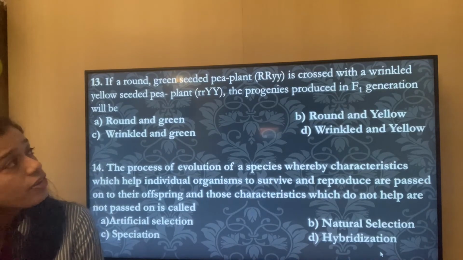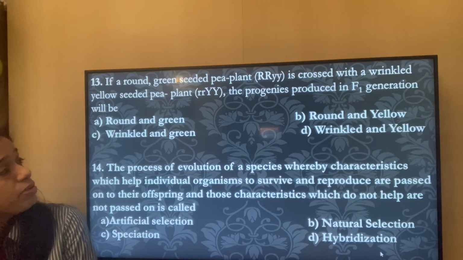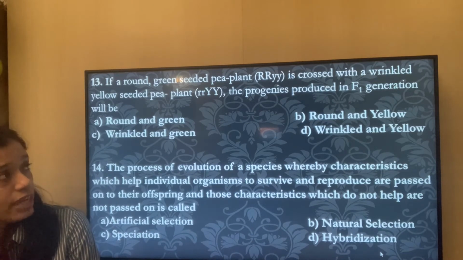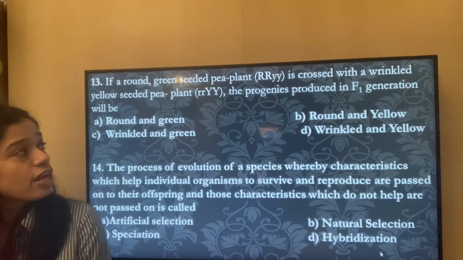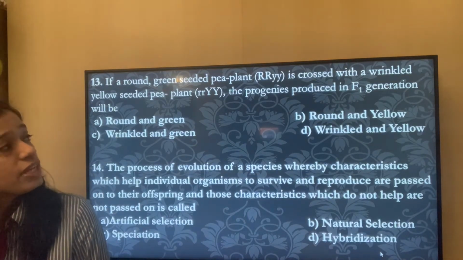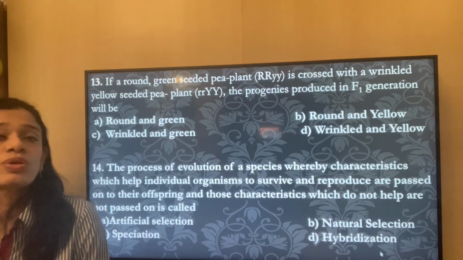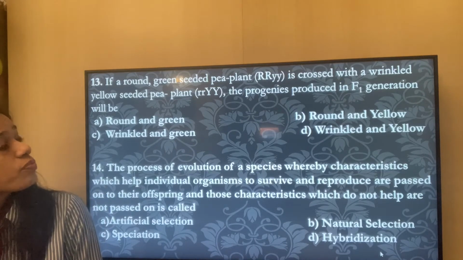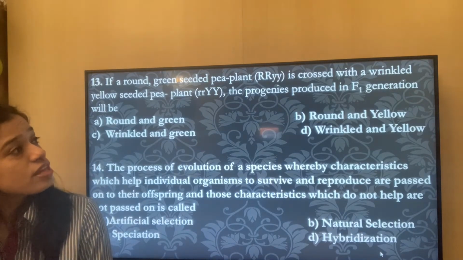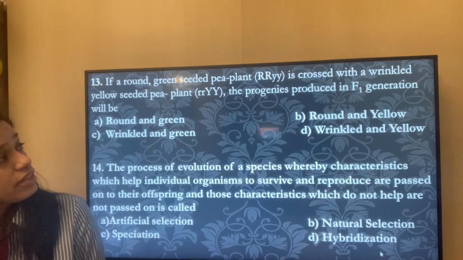If a round green seeded pea plant, capital R, small y, is crossed with a wrinkled yellow seeded pea plant, small r, capital Y, the progenies produced in the F1 generation will be. Now they are telling us it is a pea plant, capital R, small y, which is round and green seeded, and it is crossed with a wrinkled yellow pea.